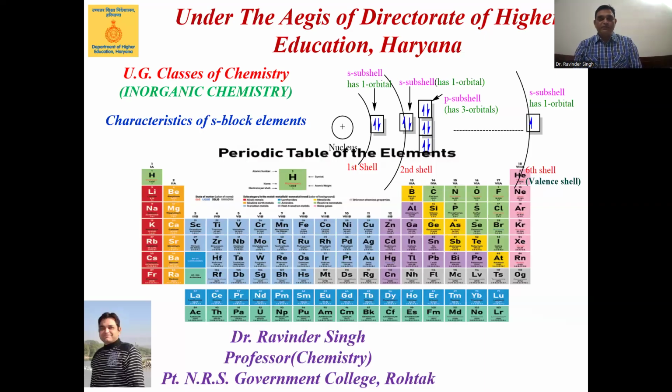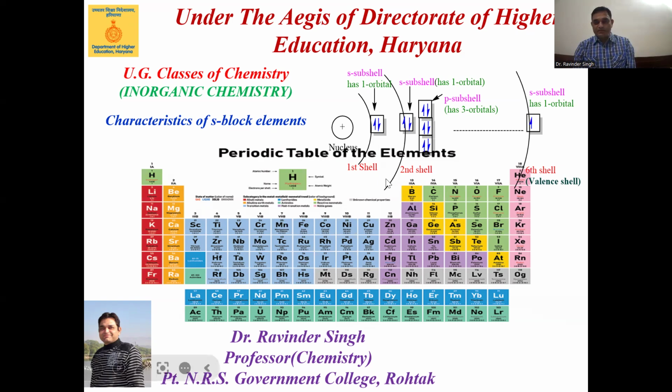Good morning, everyone. Today we will discuss the blocks of the periodic table. As we all know, in the modern periodic table, there are four blocks. These blocks are the S block, P block, D block, and the F block. Out of these four blocks, we will discuss the characteristics of the S block elements in today's lecture. So let's start today's lecture about the characteristics of the S block elements.